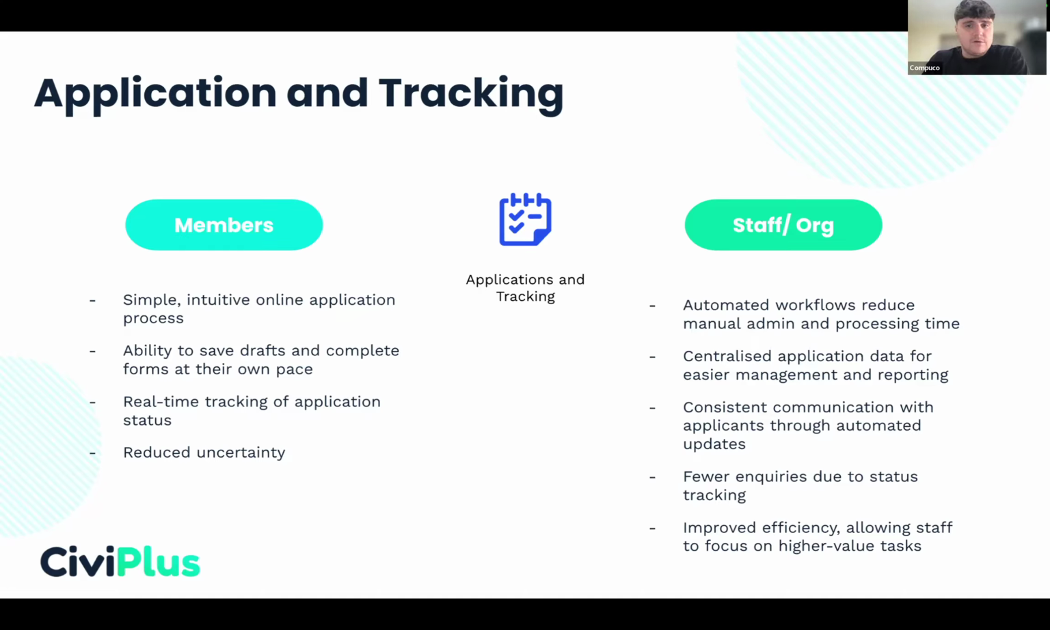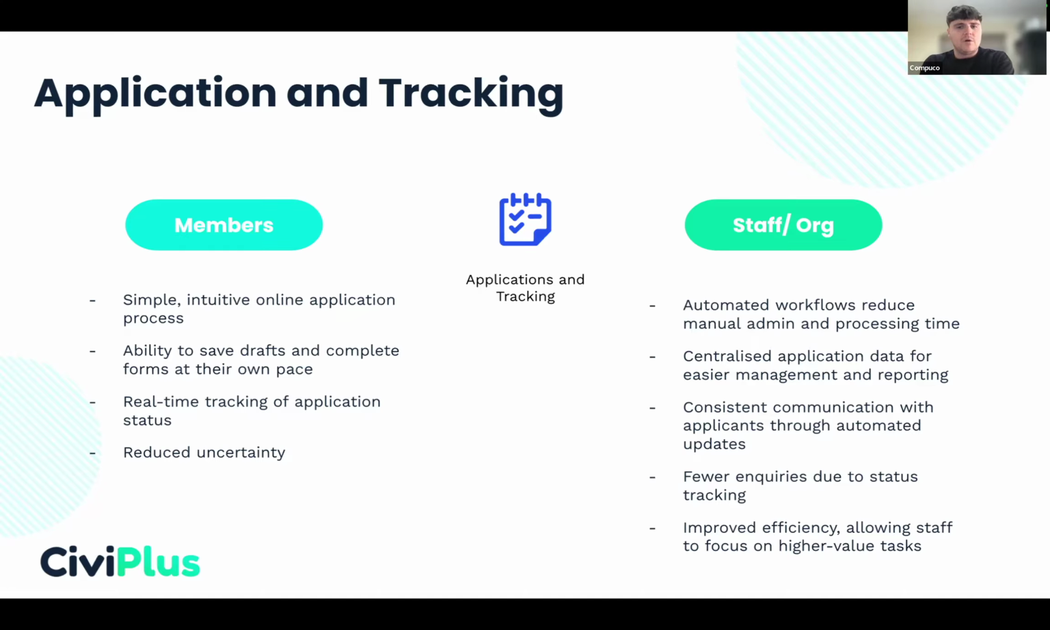The automated workflows will ultimately reduce your manual admin burden. So if you're an organization that are using spreadsheets or maybe a sort of outdated CRM perhaps, we can completely streamline that using the Civi and the portal. Centralized application data ultimately will be easier because it's all in one place to manage. Consistent communication with applicants through automated updates, again, reducing that admin burden on the internal team when they've got other stuff that they could be doing.